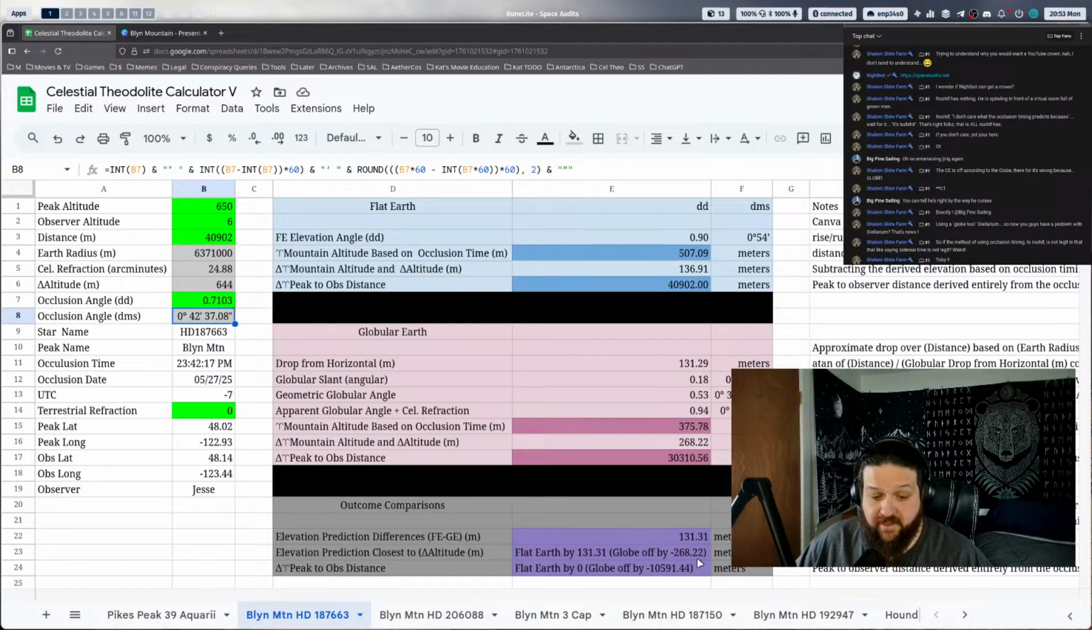The globe's off by 10,000 meters. Imagine you were off by 10,000 meters for some reason when you try to account for a globe, but when you just do raw trig with a flat Earth, it's dead on or closely approximating the elevation.